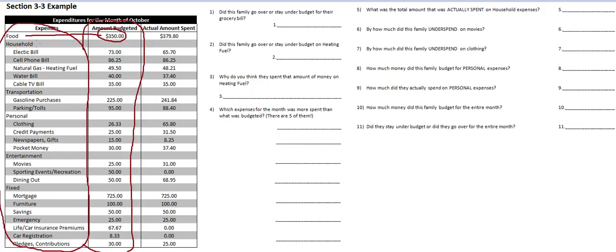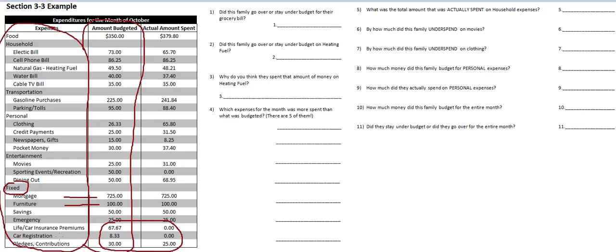Same thing with some of these household expenses. Now notice, household doesn't have anything written next to it. Why? Well, because all of these are the various household expenses that someone may have. $73 for the electric bill, cell phone bill, natural gas bill, water bill, cable bill, all types of different bills associated with the household. And as you can see, as you go down the list, there are all types of different categories and different dollar amounts associated with them. We even have a fixed section where everything is set. Once again, fixed expenses are expenses that probably will not change. They're going to be the same every month. The only ones that won't be the same are these down here.